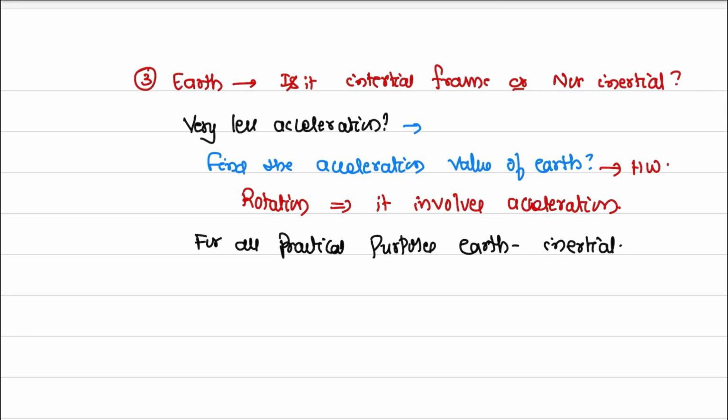And one problem we have solved either in the first lecture or the second lecture. That one, a rigid body is rotating about an axis. Why is it rotating about an axis? Rigid body.